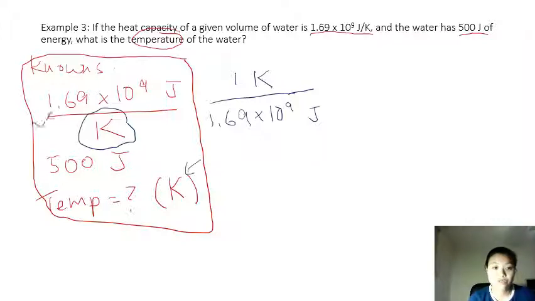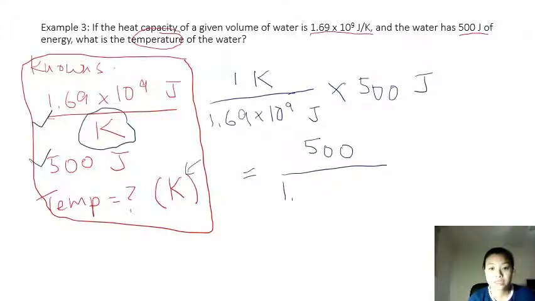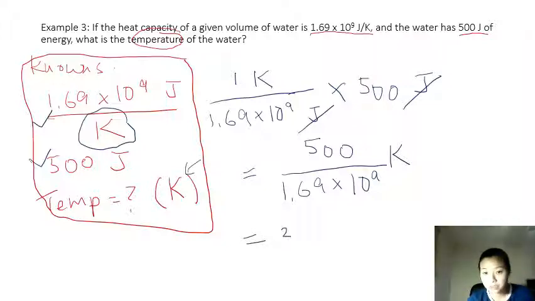So we've used this first piece of information. Now let's use the second piece of information to get rid of our joules because we want Kelvin at the end of the day. So we're just going to multiply this by 500 joules, and we've used our last piece of information. And so this is going to end up being, when we put it into our calculator, 500 divided by 1.69 times 10 to the 9th. And my final unit, once the joules cancel out, is going to be Kelvin. And this gives me 2.96 times 10 to the minus 7th Kelvin.